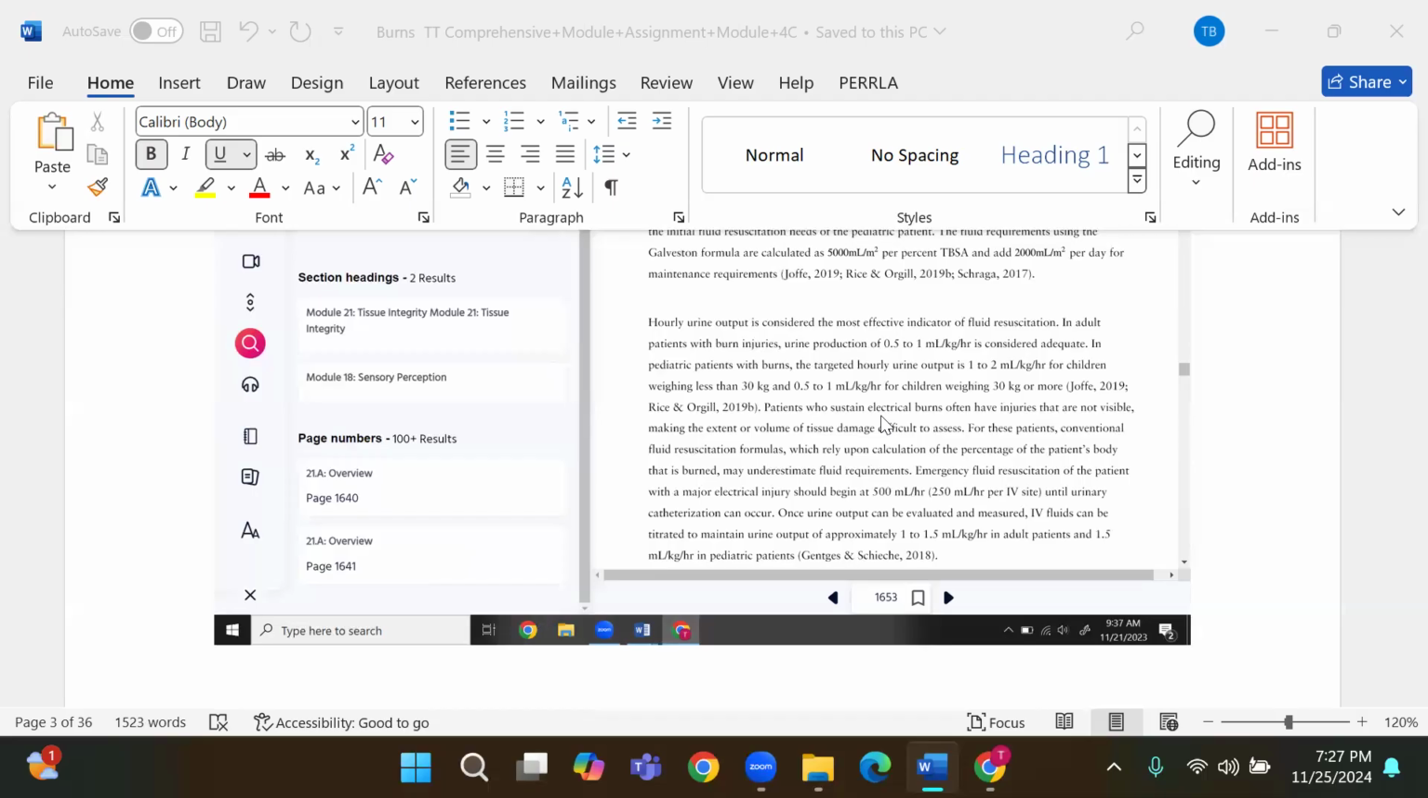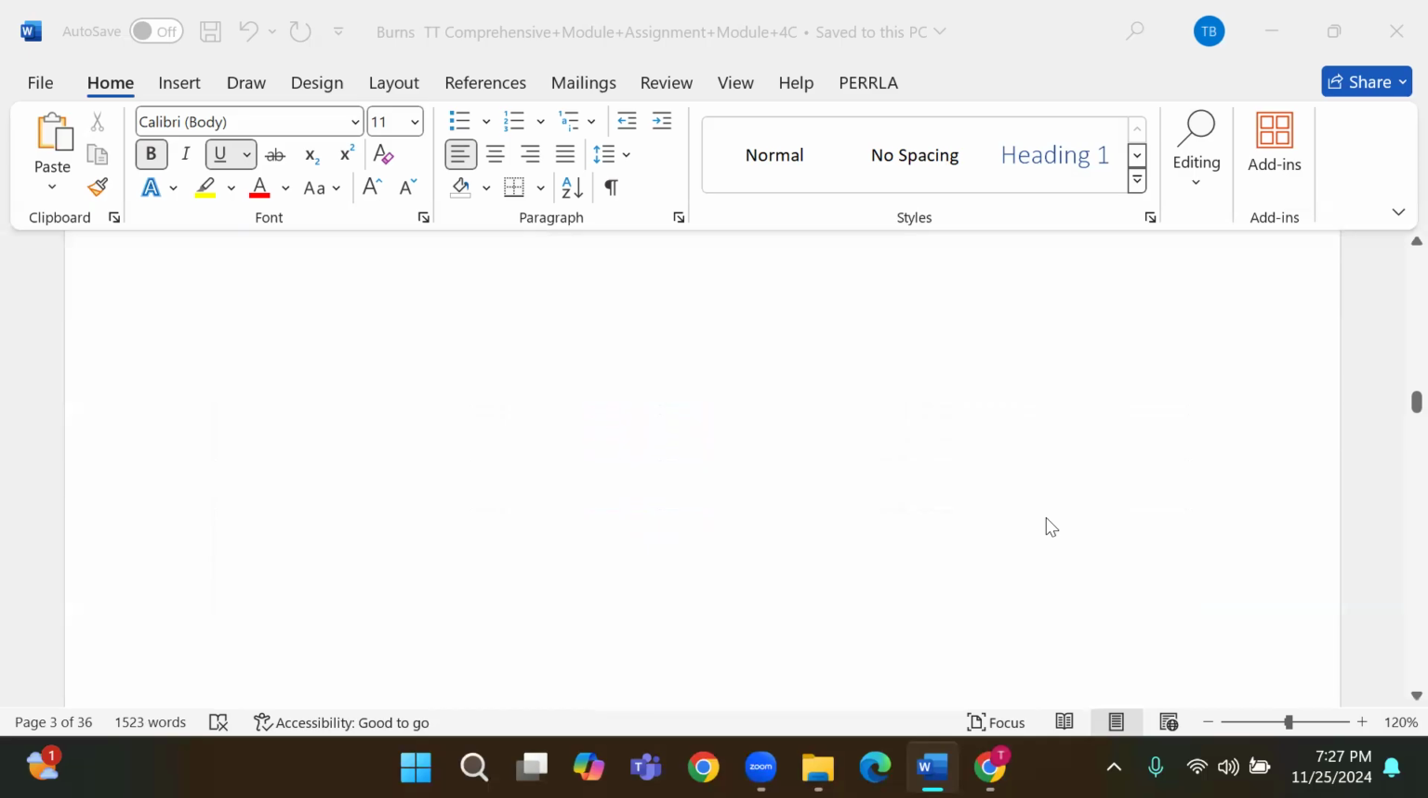Patients who sustain electrical burns often have injuries that are not visible, making the extent or volume of tissue damage difficult to assess. It says conventional fluid resuscitation formulas may not work on them. So just be aware of that if that happens.